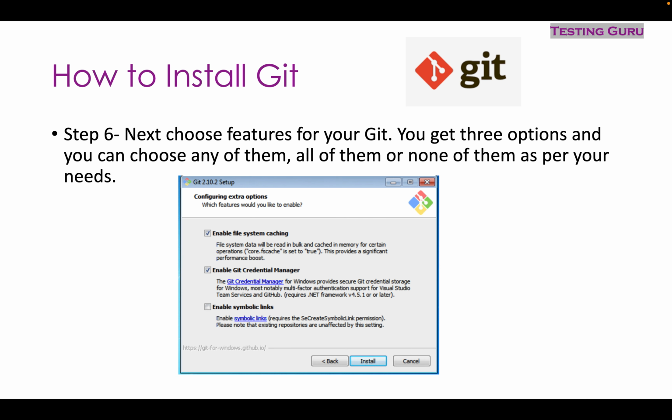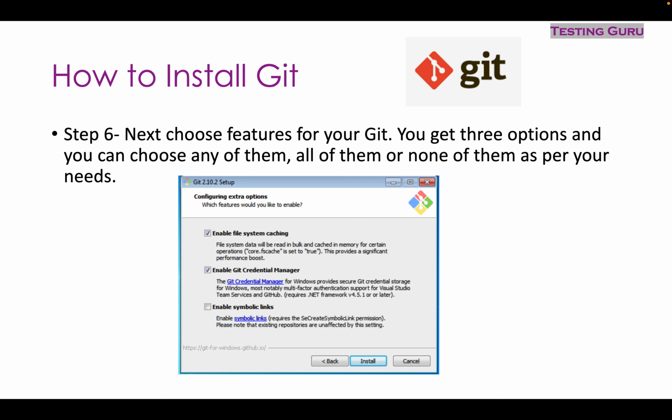As a next step, once we choose the option with Git Bash, we'll be allowed to choose the features for Git. You get three options and you can choose any of them, all of them, or none of them as per your needs. These are mainly the configuration of extra options. One is enable file system caching. The file data will be read in bulk and cached in memory for certain operations. This provides a significant performance boost when you are using Git.